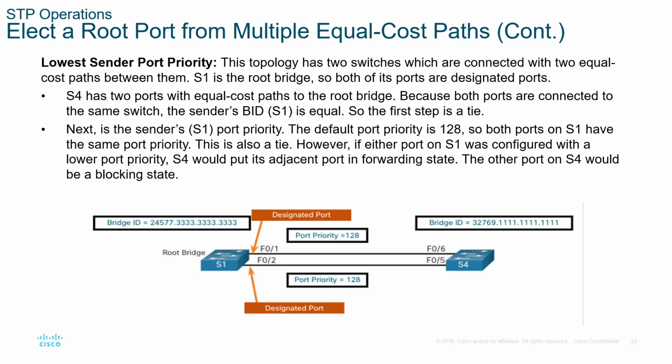Now, if either port on S1 was configured with a lower port priority, S4 would put its adjacent port in forwarding state. The other port on S4 would be in blocking state.